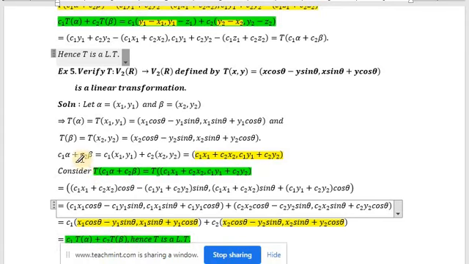Now see, we have taken the transformation of C1 alpha plus C2 beta and we proved it equal to C1 T of alpha plus C2 T of beta. Hence T is a linear transformation.